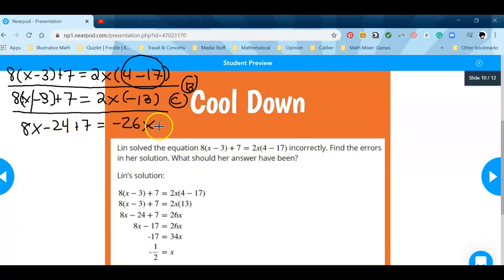And then the next thing we're going to do here is what? B. Combine like terms. There we have it right there. We have 8x, and then you have 24 negatives, and you have 7 positives. And if you have that, you have 17 negatives. And equals negative 26x right there.